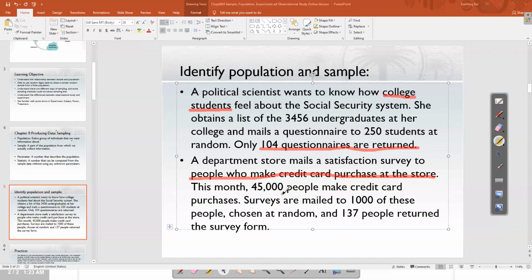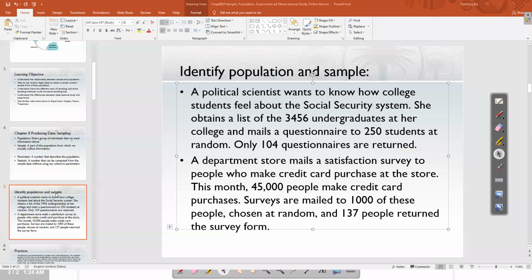And then this month, 45,000 people make credit card purchases and surveys are mailed to 1,000 of these people chosen at random. And 137 people returned the survey form. So what's our sample? Our sample will be the 137 people who returned the survey form, right? So the sample is only the group of individuals you actually obtain the data from. If they didn't return the survey, you didn't measure anything from them. So they're not your sample if that's the case, right? So it's pretty straightforward, right? Population and sample.